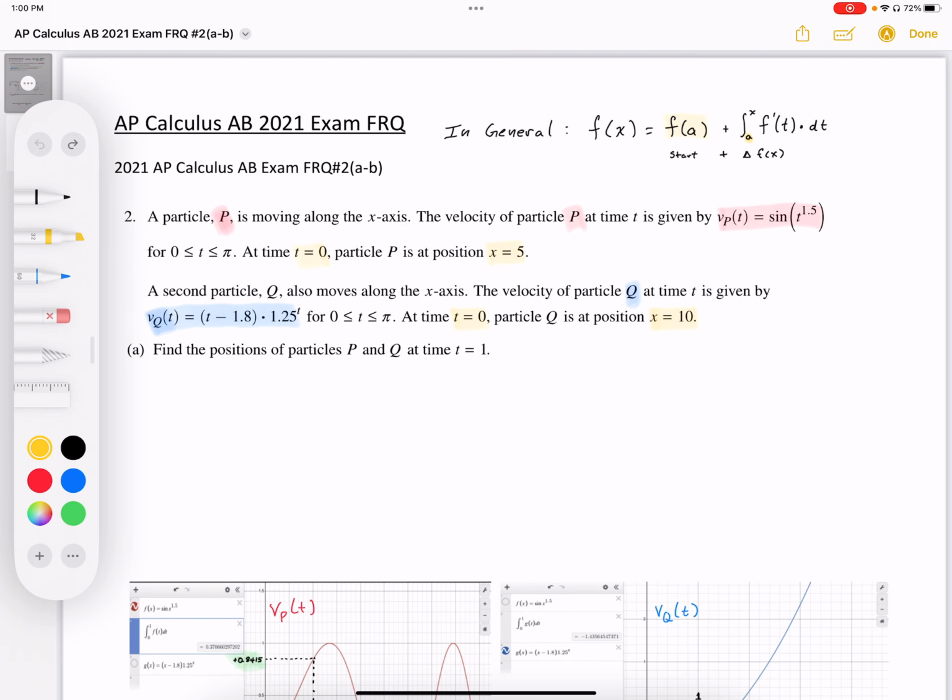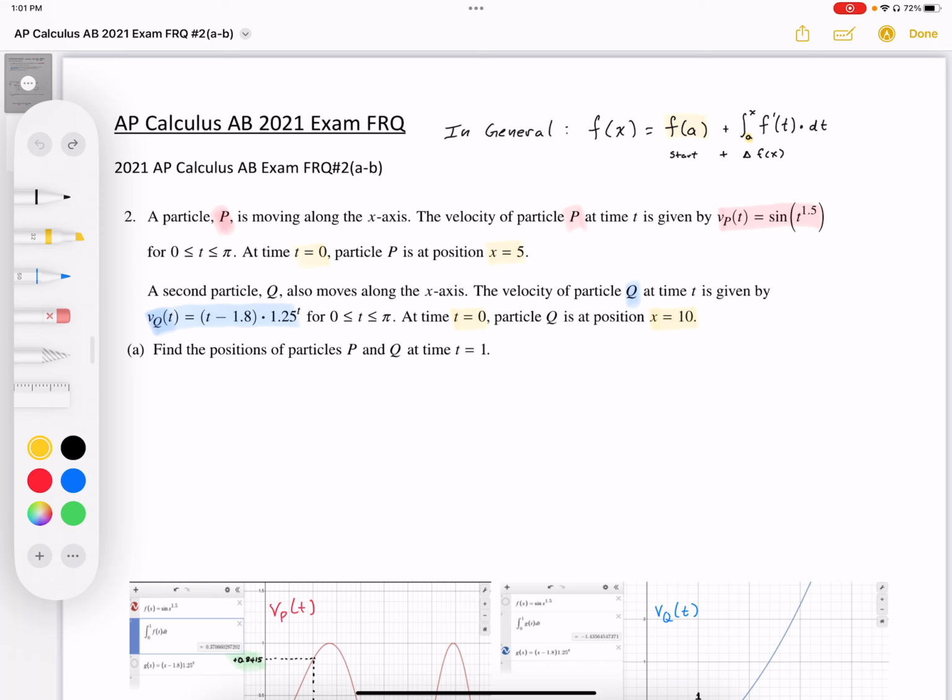Question number 2 says, a particle P is moving along the x-axis. The velocity of particle P at time t is given by Vp of t is equal to sine of t to the 1.5 from the time interval 0 to pi. In its starting position, at the time t equals 0, the particle is at position x equals 5. So that's the starting position that we're going to use. And we're talking about the x coordinate, so that's why it's in terms of x.